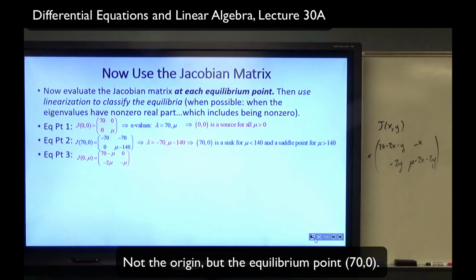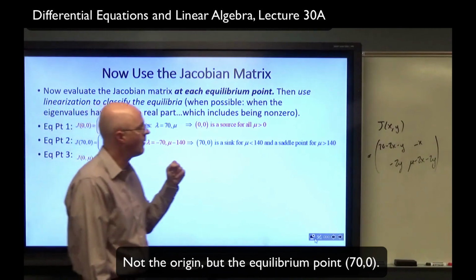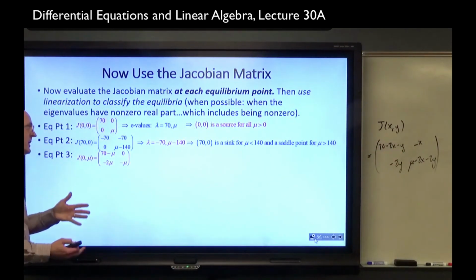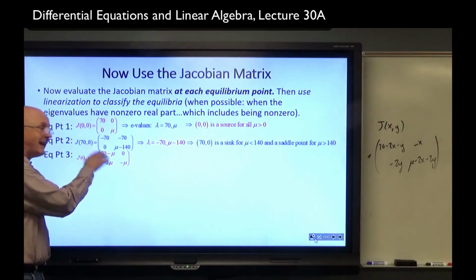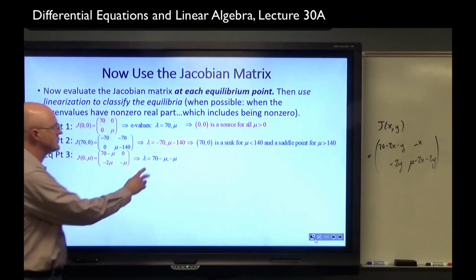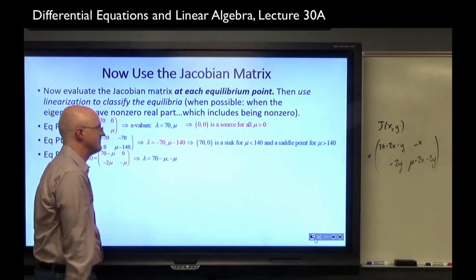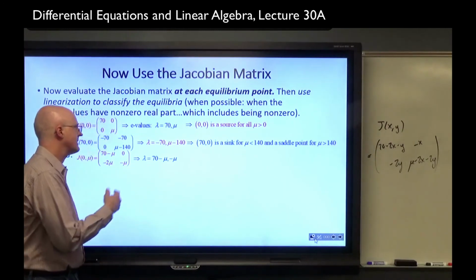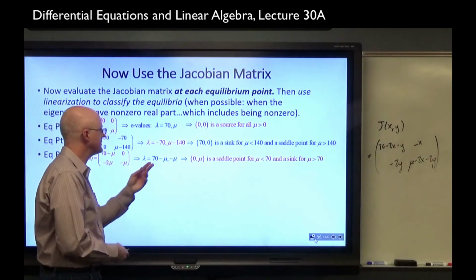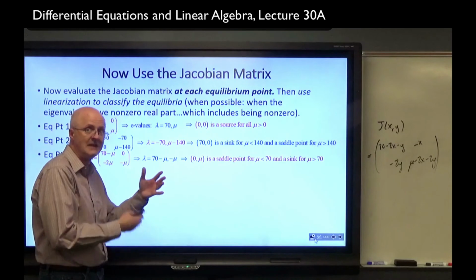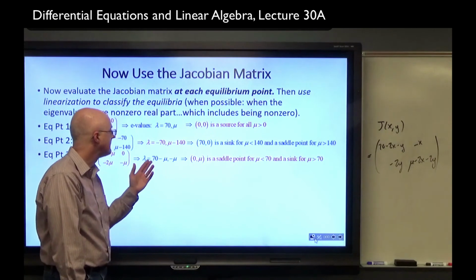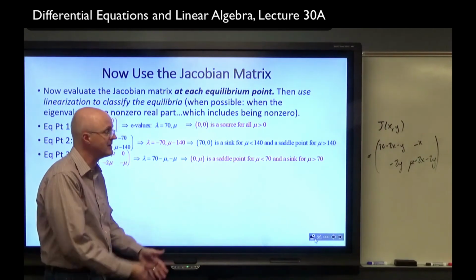Equilibrium point 3, at 0, mu. Plug in x is 0, y is mu. Try it. You'll get this matrix. Not diagonal, not upper triangular, but it is lower triangular. The eigenvalues are still on the main diagonal. They're 70 minus mu and negative mu. So it still depends on what mu is. It's going to be a saddle point if mu is less than 70, like 50 for example. Then you'd have 70 minus 50 is 20 and a negative 50, opposite signed eigenvalues, so a saddle point. If mu is bigger than 70, like 80, you have negative 10 and negative 80, 2 negative eigenvalues, so it would be a sink.